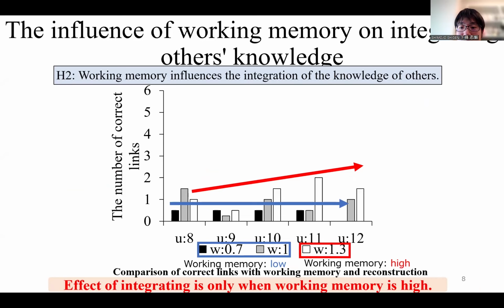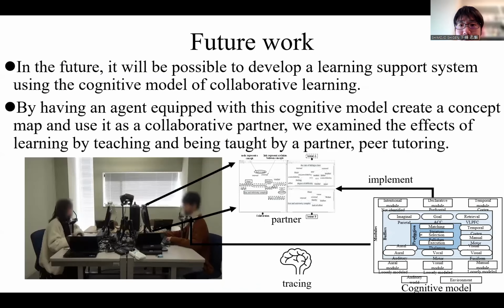The results show that the number of correct links in memory retrieval is not increased by integrating others' knowledge when the working memory is low. When working memory is high, the number of correct links is increased by integrating others' knowledge. Therefore, the effect of integrating is seen only when working memory is high.